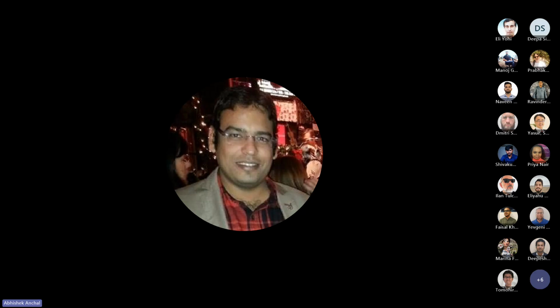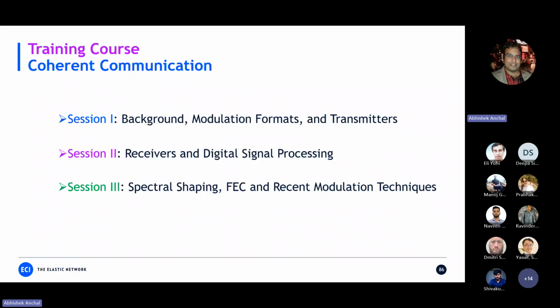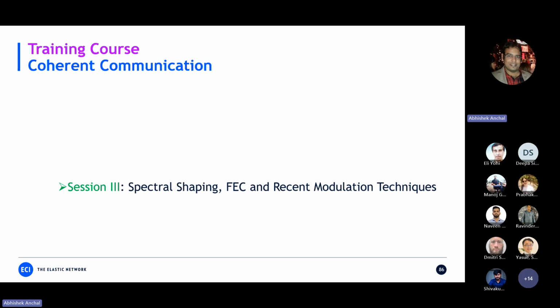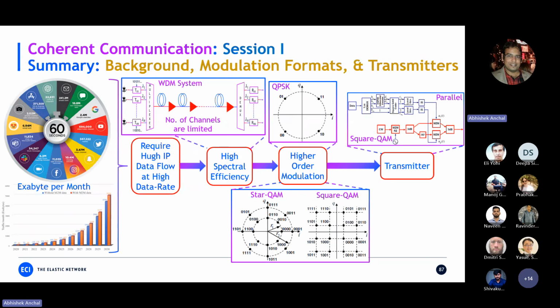Of this course. In the first two sessions, we discussed modulation formats and transmitters. In the last session, we discussed the receiver and DSP. Today we are going to discuss spectral shaping or spectral pre-emphasis, forward error correction, and recent modulation techniques. Just to recap the first session, we discussed that global data traffic increases every year.